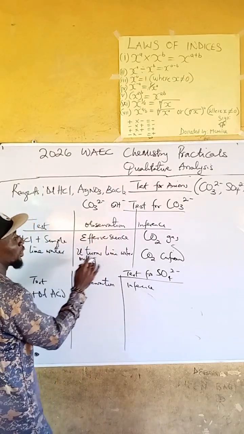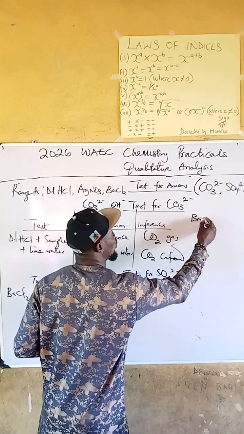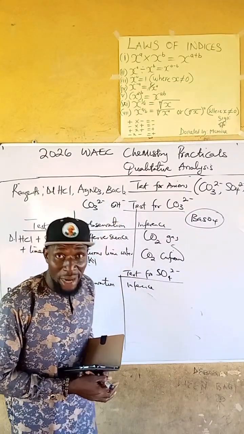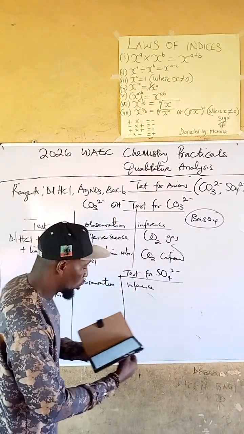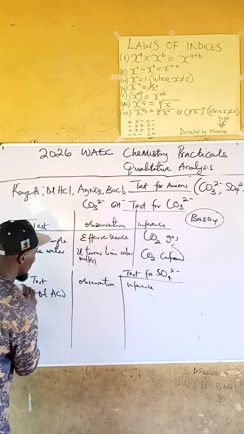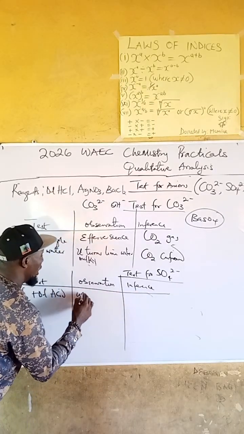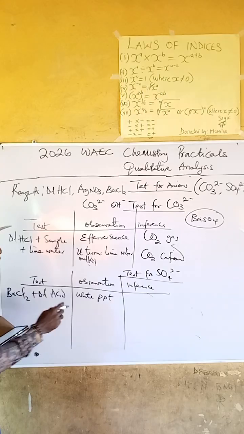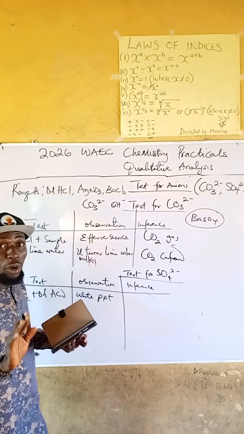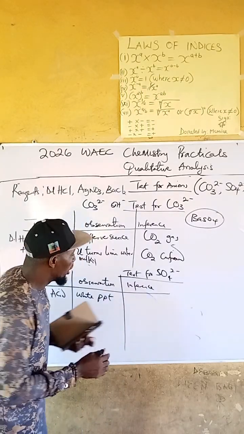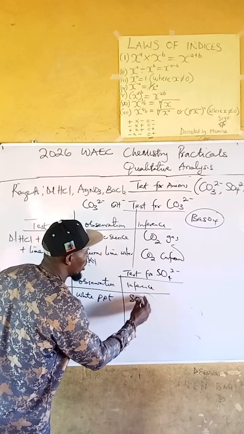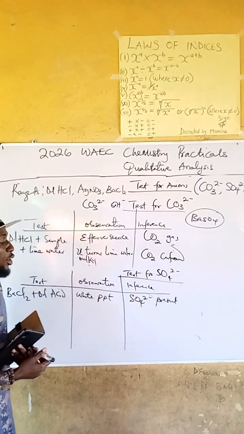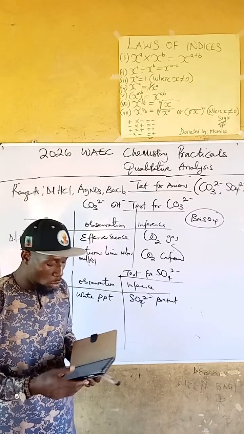So if that happens, what are we going to get? BaSO4. I know that this BaSO4 is insoluble. So you are going to see a white precipitate form. That's what you're observing: a white precipitate. Sulfate ion present. Is that clear? Good.